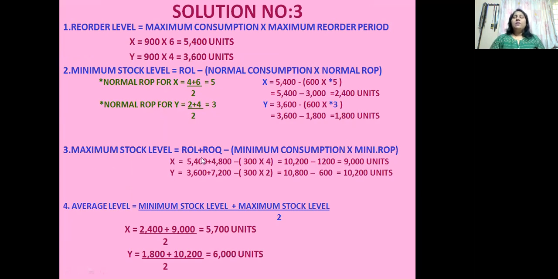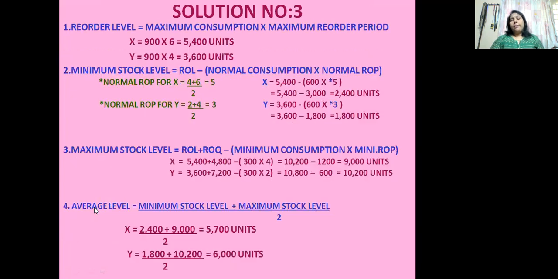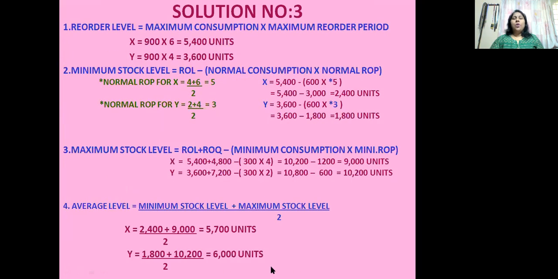Then maximum stock level. What is the formula? ROL plus ROQ minus minimum consumption into minimum reorder period. So what is my ROL? 5,400. The ROQ is given in the problem separately: ROQ is 4,800 for X, 7,200 for Y. So I substitute here like that for X and Y. Then minimum consumption and minimum reorder period. Minimum consumption is common for both, 300, 300. But they differ in the minimum reorder period: for X it is 4 and for Y it is 2. That's what I substituted here. 300 into 4, 300 into 2. First simplify the brackets. So 300 into 4 is 1,200, and 5,400 plus 4,800, I'll get 10,200. 10,200 minus 1,200, I'll get 9,000.